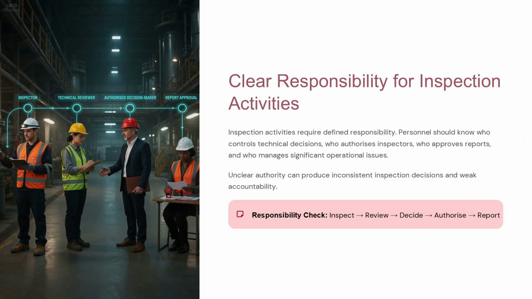Inspection activities need clear responsibility definitions. Personnel must know who controls decisions, authorizes inspectors, approves reports, and manages operations. Unclear authority can lead to inconsistent decisions and weak accountability.